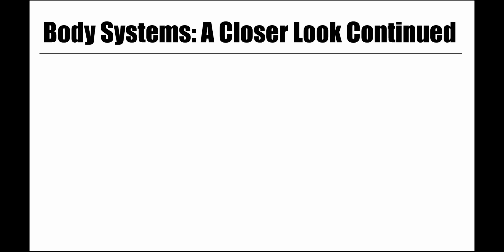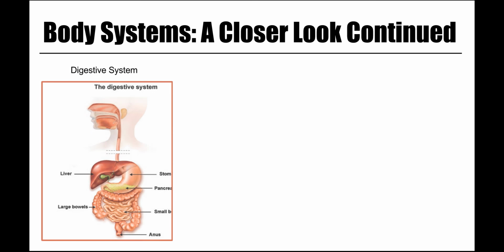Body systems. A closer look continued. In this slide, we are going to discuss the digestive, circulatory, and nervous system. And looking at the picture at the left, the digestive system is focused on digesting the food you eat. However, the food you eat must be changed into a form your body can use. Once the food is digested, the substances in food break down and enter the bloodstream. The bloodstream carries the broken down food, which we call substances, to your body cells, where they are used to create energy.